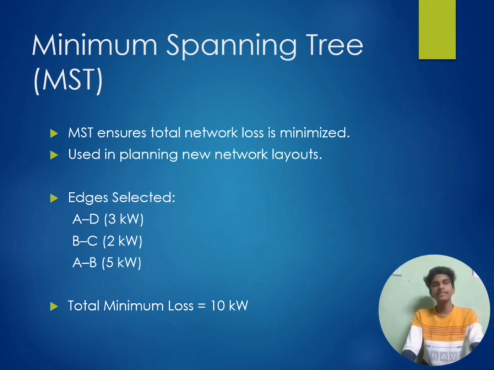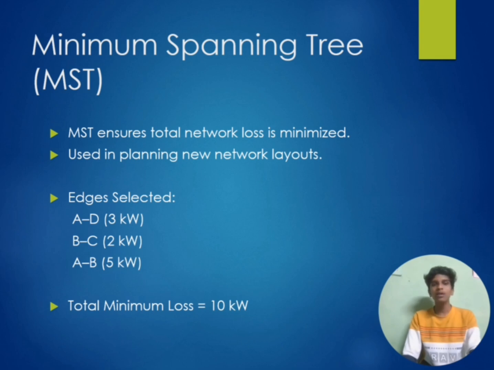Thanks, Dhanush. Exactly. Dijkstra's algorithm is for a single path, but the minimum spanning tree or MST is for building the most efficient network that connects all the nodes. The goal here is different. We want to find a set of edges that connects every single station but does so with the lowest possible total loss. This is incredibly useful when you are planning a new network layout from scratch.